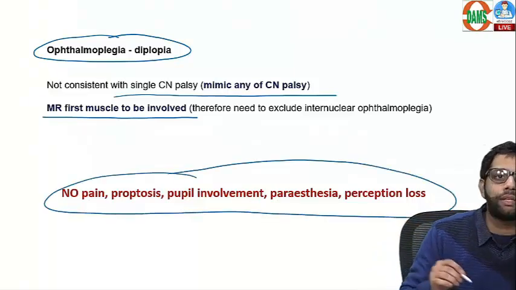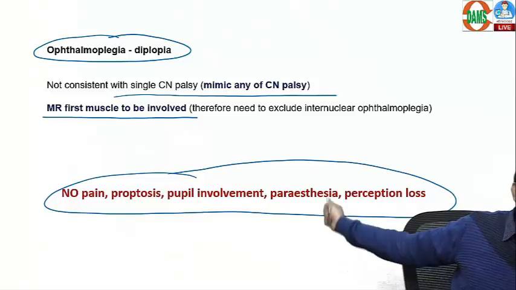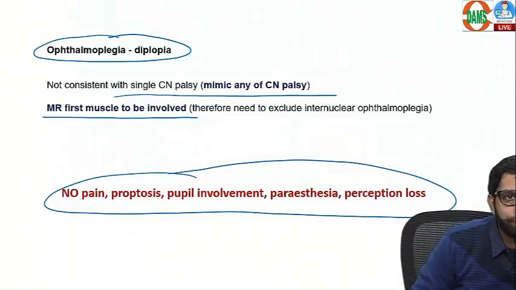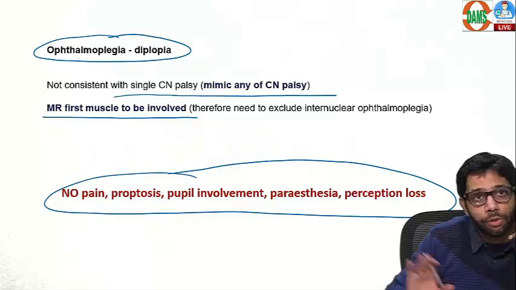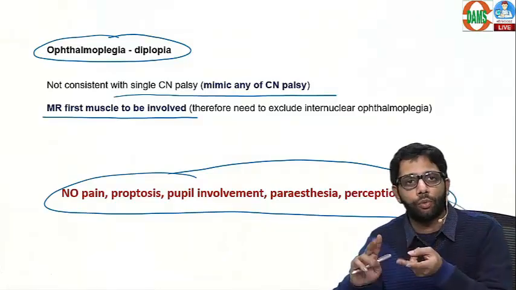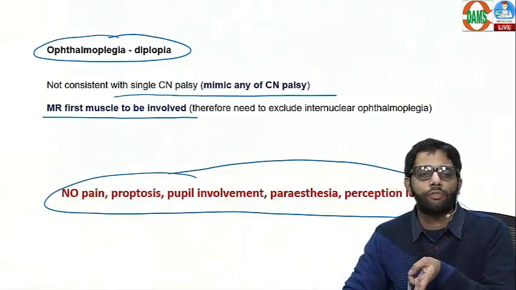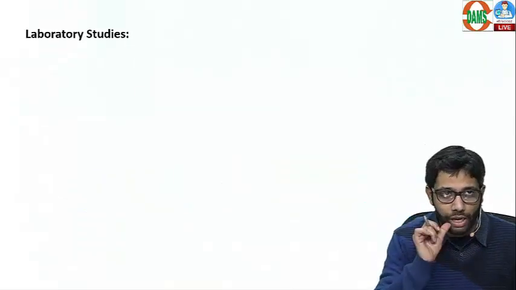And remember these P's. In myasthenia, there are no P's: no pain, ptosis, pupil, paresthesia, loss of perception. Alright, so we talked about LPS, we talked about orbicularis, and what can be because of extraocular muscles. How you diagnose?